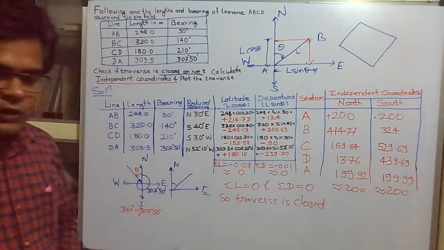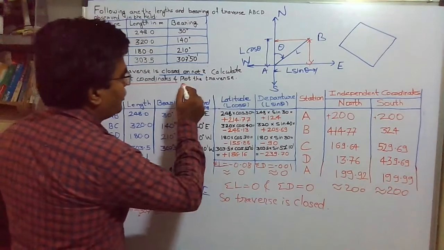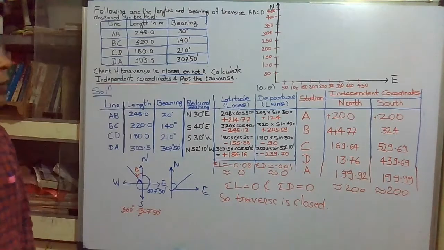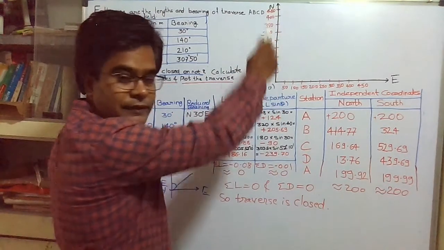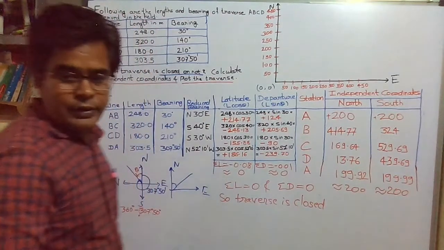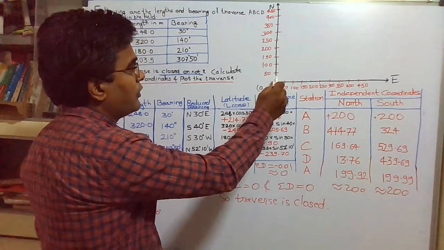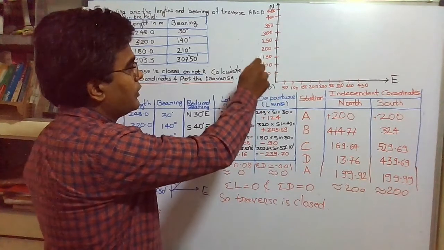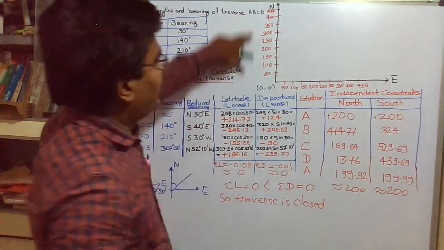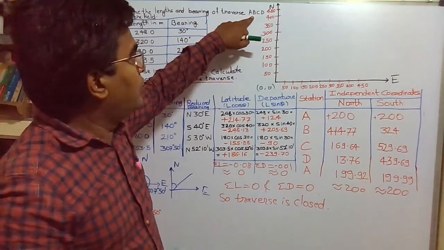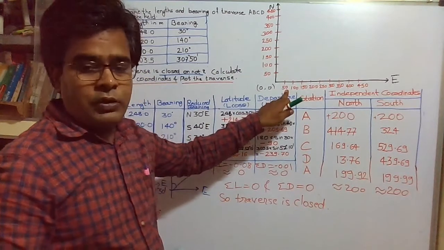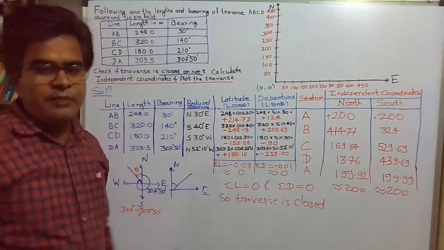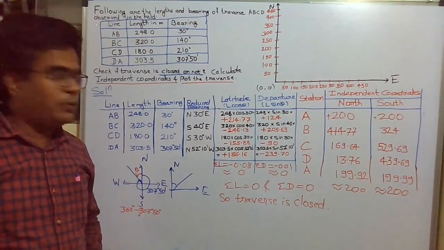Got it? Next is to plot this traverse. So we'll see how to plot this traverse. To plot the traverse, we draw the north axis and this is the east axis, considering this as 0, 0. Here I have considered the scale as 1 centimeter equal to 50 meters. So 50, 100, 150, 200, 250, like that. This I have taken on the y axis and x axis, with the same scale of 1 centimeter equal to 50 meters. This is the same as how you plot on graph paper.